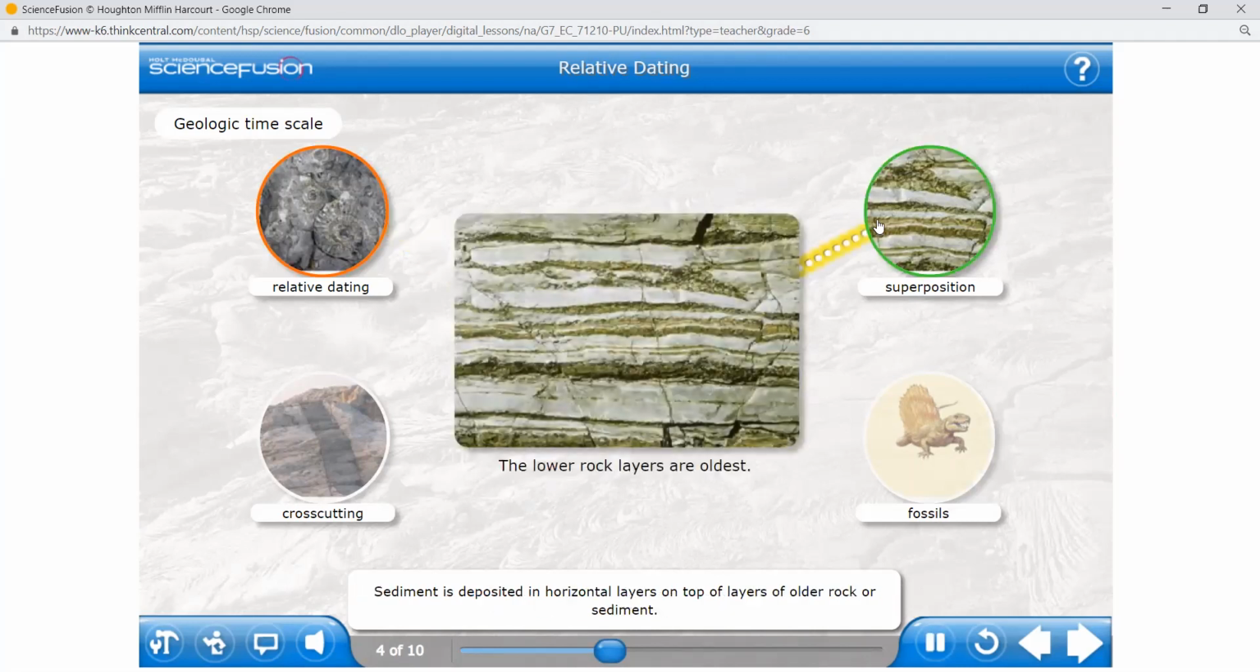Sediment is deposited in horizontal layers on top of layers of older rock or sediment. As more sediment is added, it can be compressed into sedimentary rock. In this way, younger layers pile on top of older layers. This means that younger rock layers lie above older rock layers if the layers have not been disturbed. This rule is called the law of superposition.